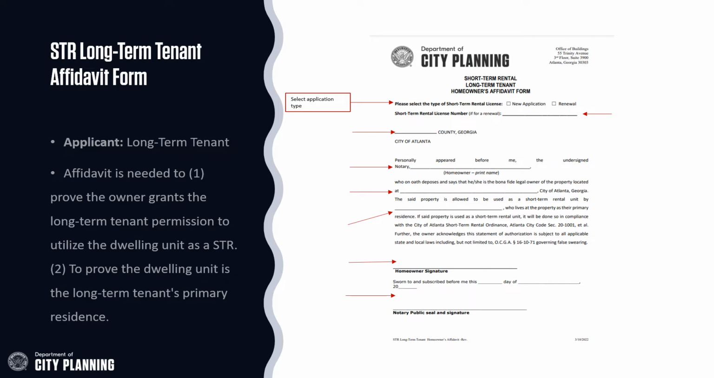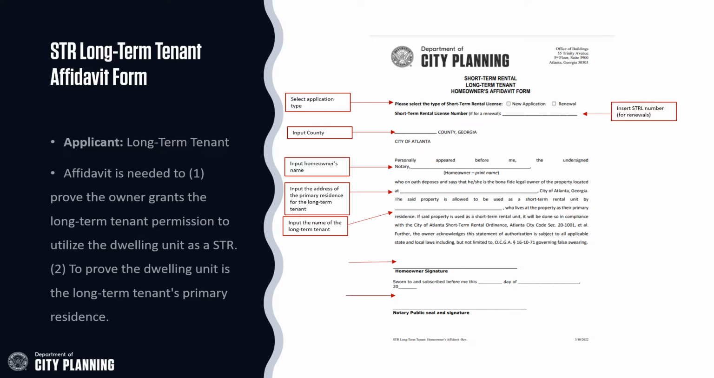Select application type. Either it's a new application or renewal. Insert STRL number, and this is for renewals. Input county. Input homeowner's name. Input the address of the primary residence for the long-term tenant. Input the name of the long-term tenant. Input homeowner signature, and below is for the notary.